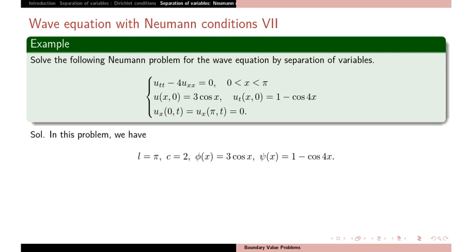Now I'll take one example of a Neumann problem. If you compare with the previous article, L is pi, c square equals 4, so c equals 2. Phi x is 3 cos x, the first data, the derivative is 1 minus cos 4x, and with homogeneous conditions, u_x at 0 and u_x at pi both are 0.